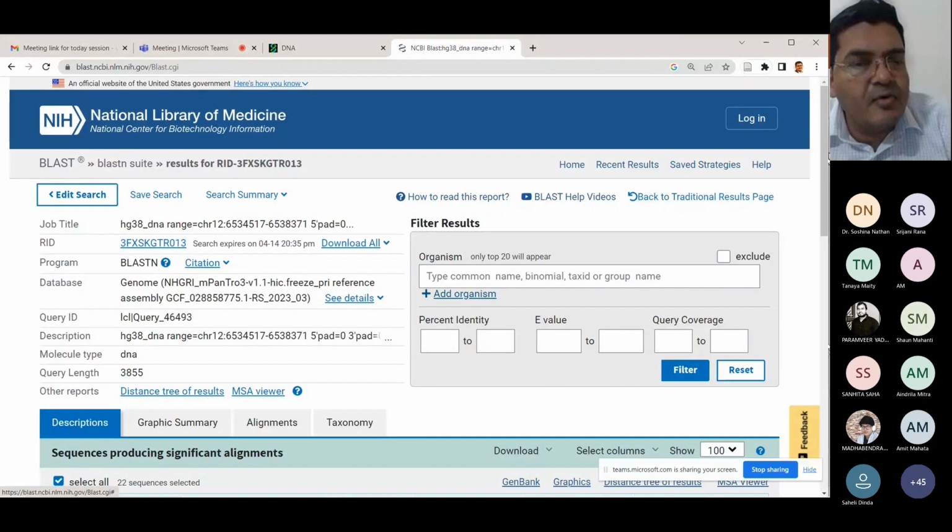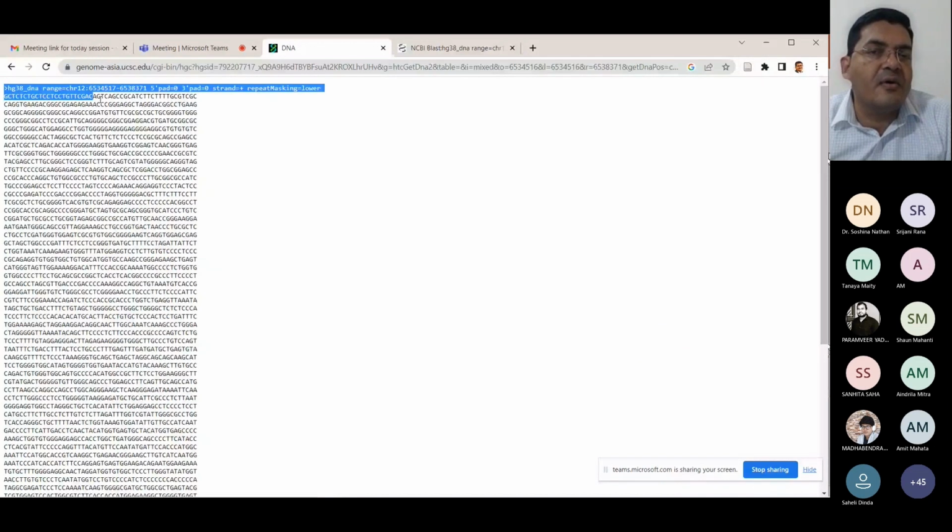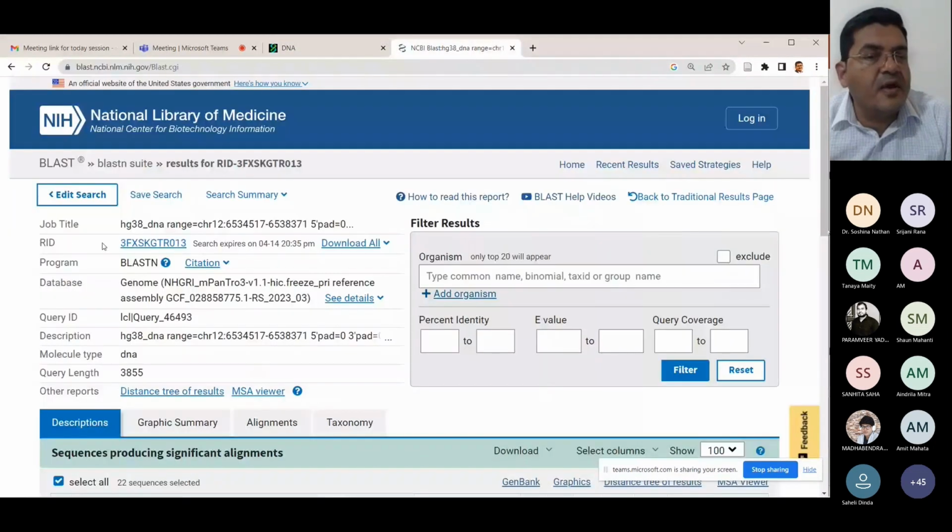AG38 DNA, and then you have the locus and the 5' pad 0 and so on and so forth, which is basically part of your def line. Here, if you see, this is the def line of the FASTA sequence, this one. So it has taken this one as its ID, or the job title. Then this assigns a random ID for this, right?